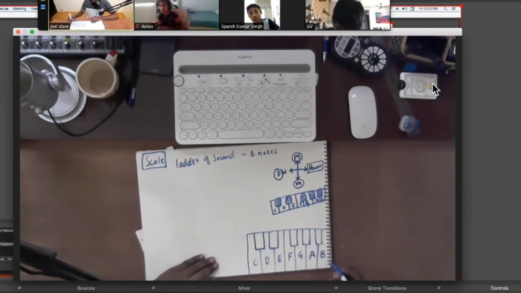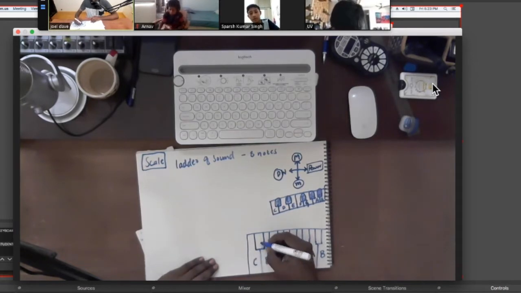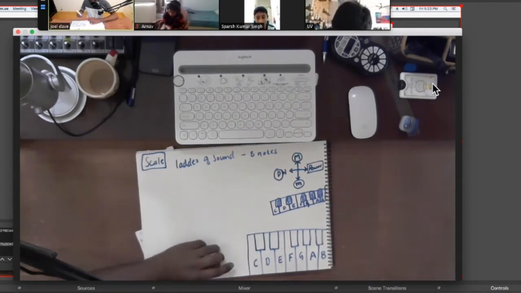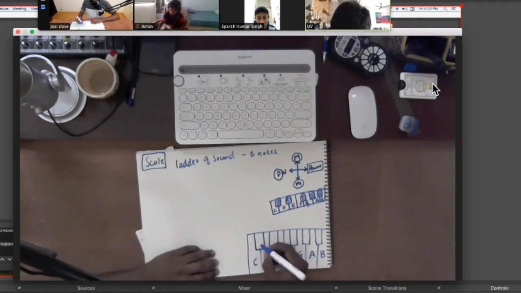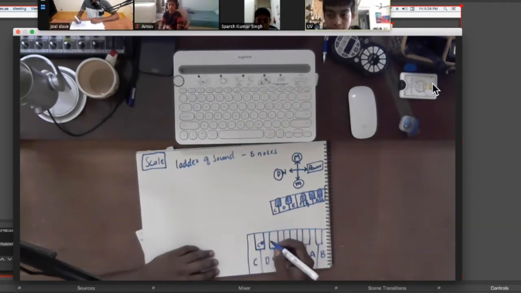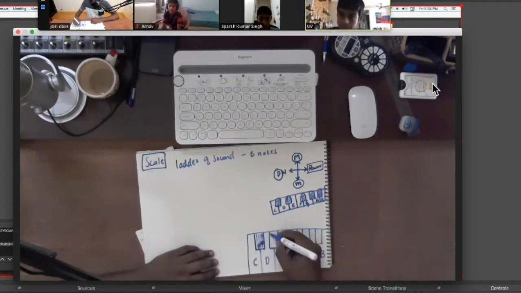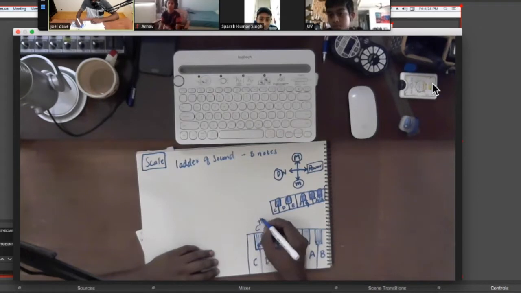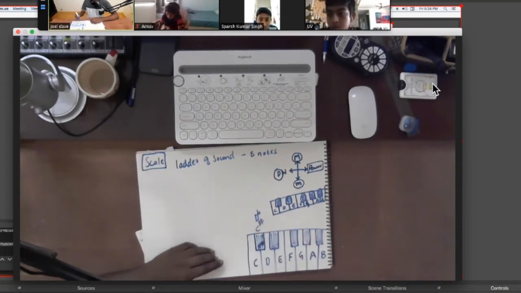Okay. Sorry. Now, who can tell me what this black key is called? The black key over here. It's got two names, okay? This is either called a C sharp or a D flat. I'll write it above here so that you can see. So this is a C sharp or a D flat.